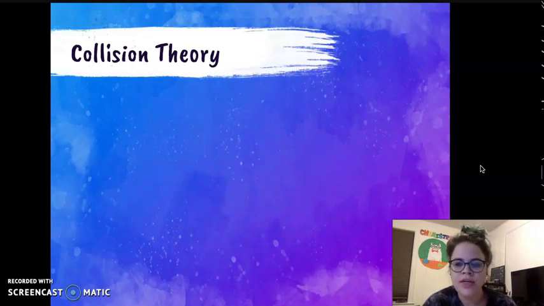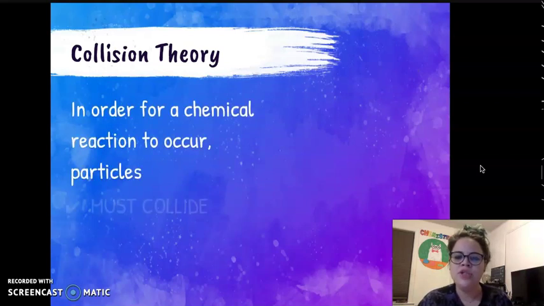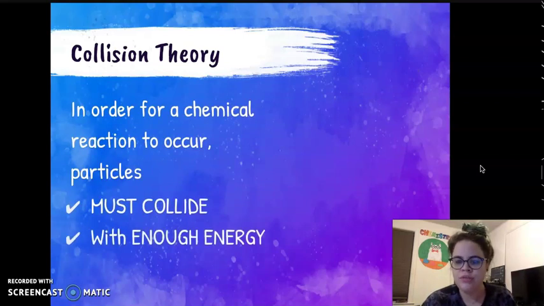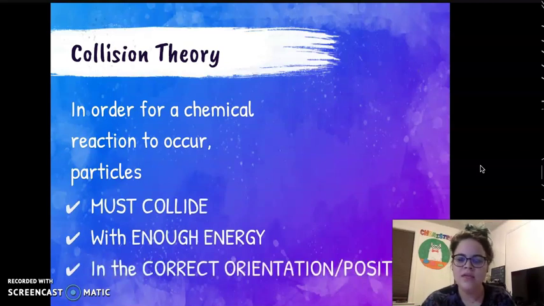But collision theory is this idea that in order for a chemical reaction to occur, which means to break or to form bonds, you have to have particles actually physically bump into each other. And not only are they going to bump into each other, they have to do it with enough energy, meaning they have to hit hard enough. And as you saw in that last example, they have to hit in the correct orientation or position.